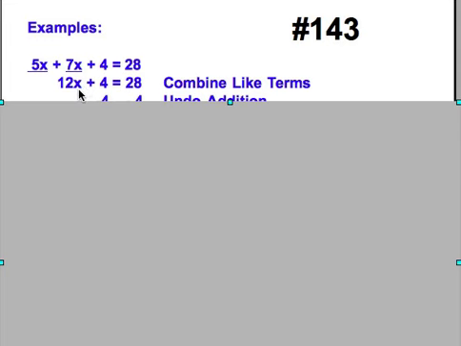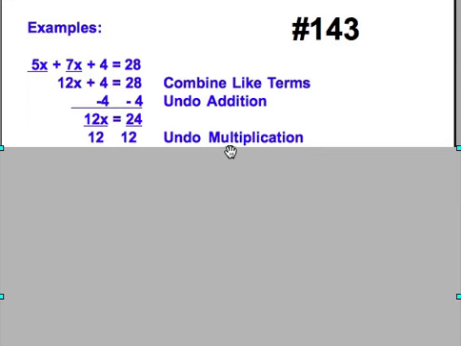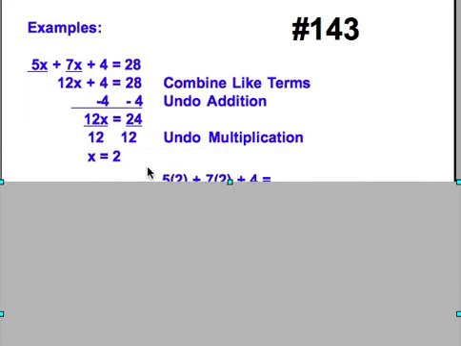Now I want to make the x stand alone. In order to do that, I'm not going to work with the variable term. Instead, I'm going to work with a constant. In order to undo addition, I have to subtract. I'm going to take away 4 on both sides and then bring down my 12x. So 12x equals 24. Now I have 12 times x, and the only way to get rid of the 12 is to do the inverse operation, which is dividing by 12. So I divide by 12 on both sides, and x ends up equaling 2.